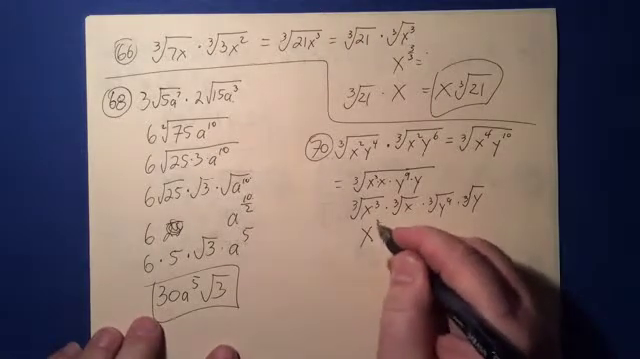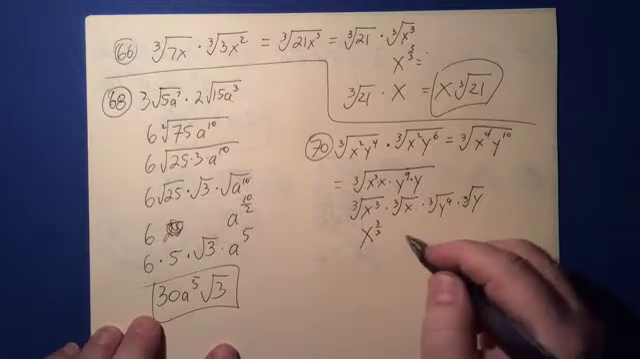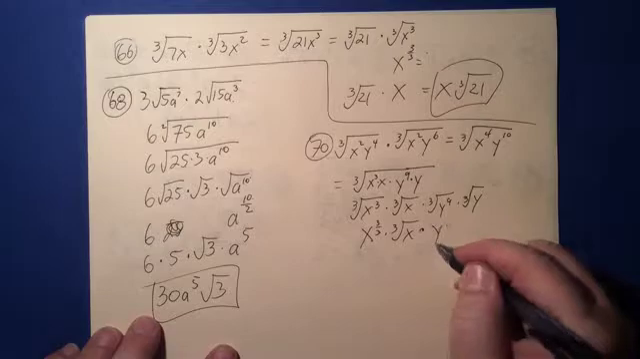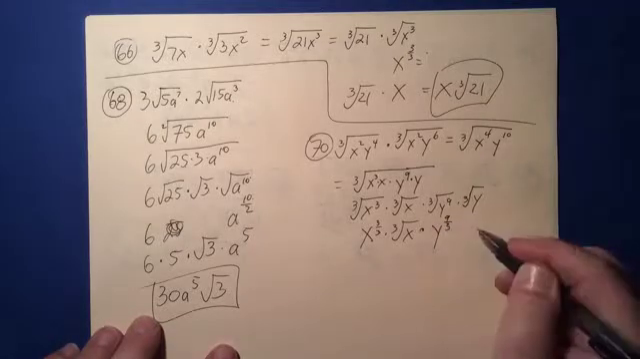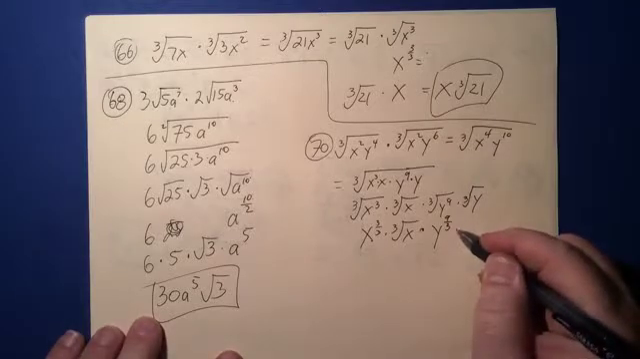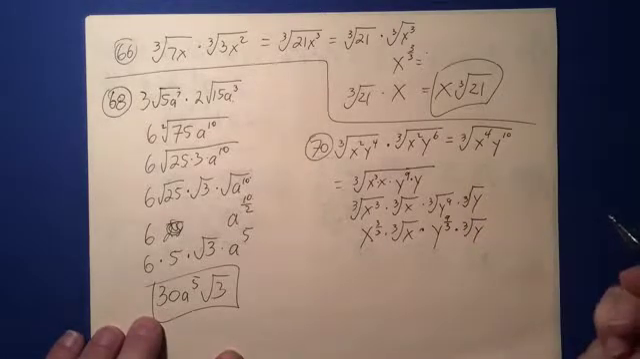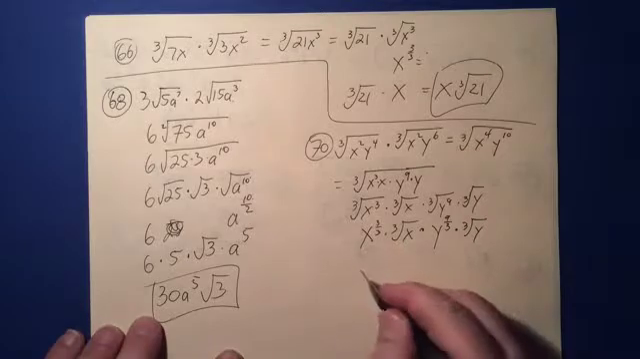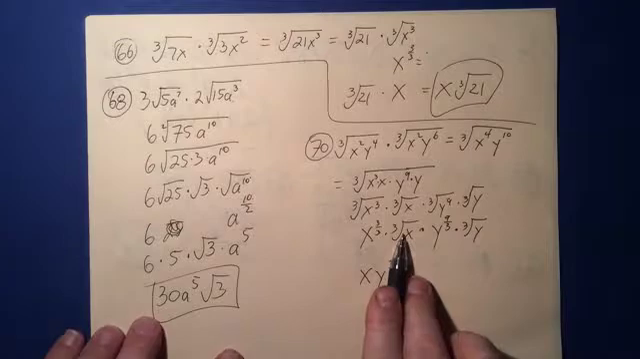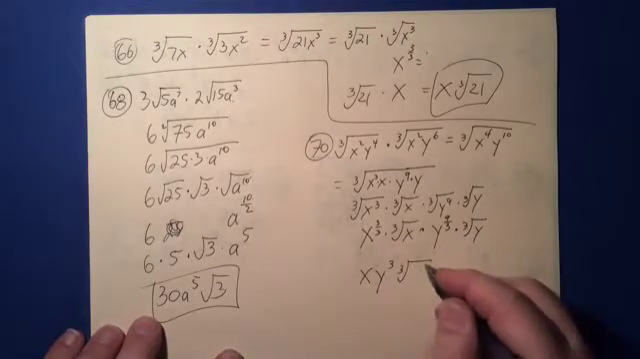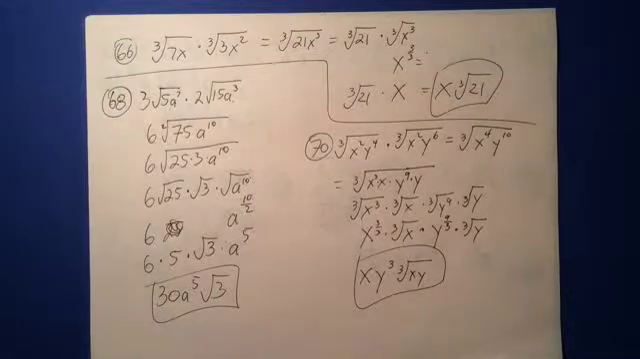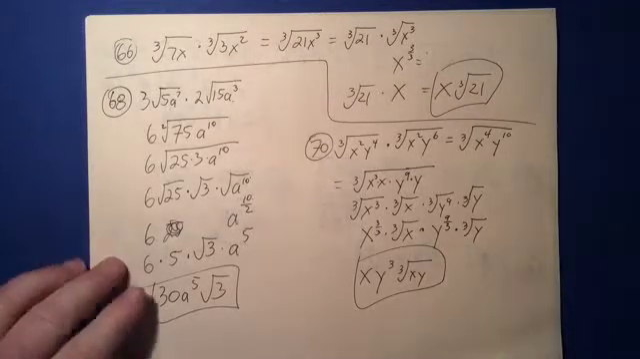So this will be x to the 3 over 3 times the cube root of x, this won't simplify, times y to the 9th over 3 times the cube root of y. So x to the 3 over 3 is going to be x. y to the 9 over 3 will be y to the third. The cube root of x times the cube root of y will simply be the cube root of xy. And that's as much as you can simplify that for question 70.